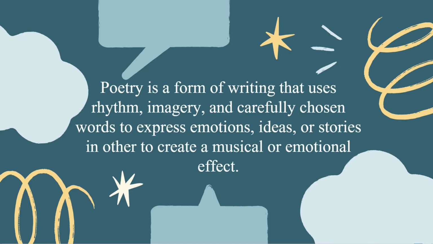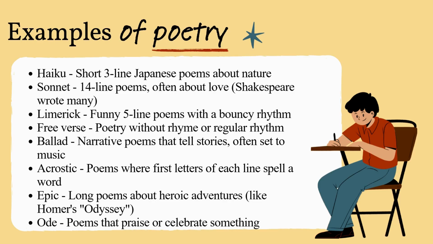And if you want to look at the different types or examples of poetry, because we have numerous examples, let's look at Haiku. Haiku is a three-line Japanese poem about nature, a poem that discusses nature. We can just say that it's an example of a poem that talks about nature, right?